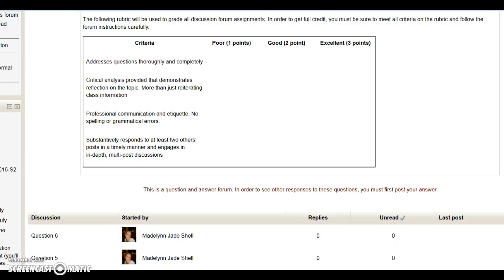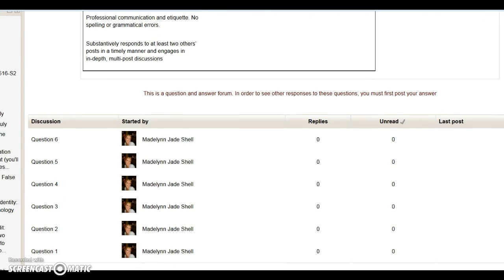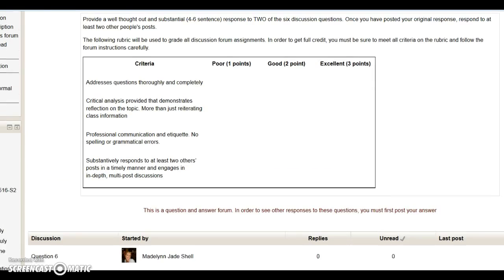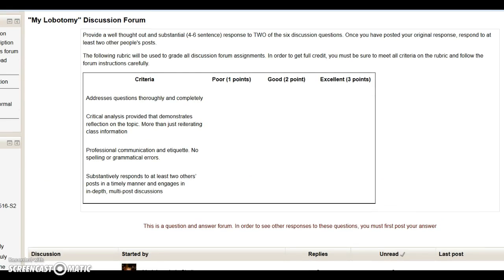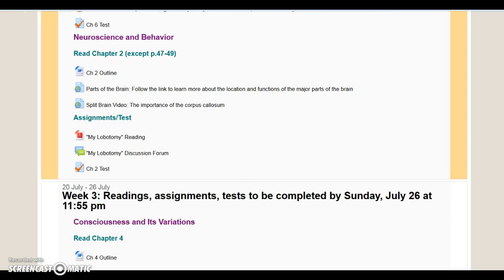And the way this forum will work is there's actually 6 different questions, and you need to respond with at least 4 to 6 sentences, respond to 2 of the 6 discussion questions. Once you've posted your responses, then you'll need to respond to at least 2 other people's posts. And then, as usual with the other chapters, you'll finish it off with the test.